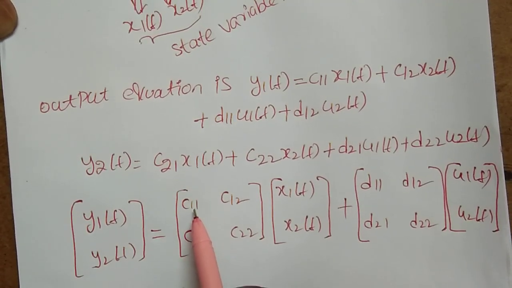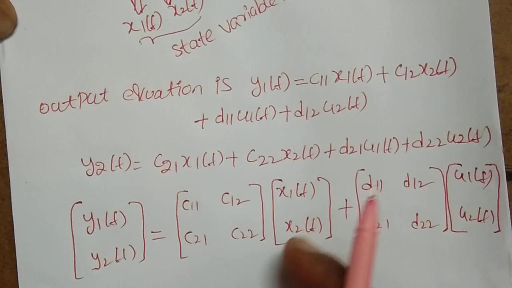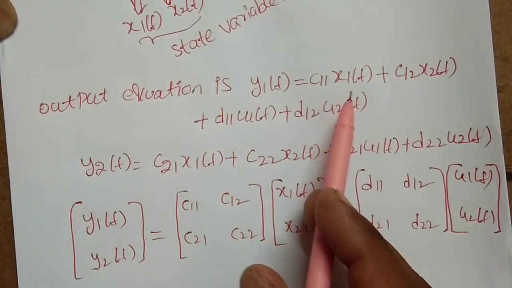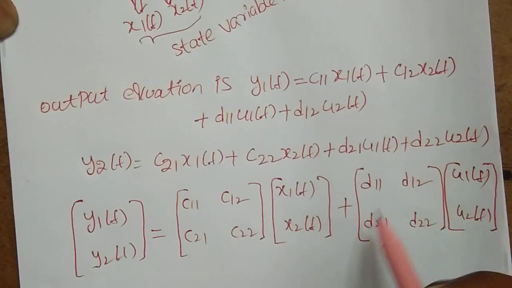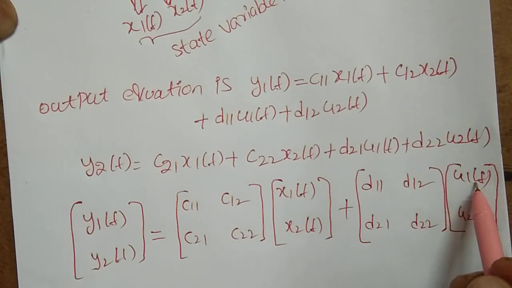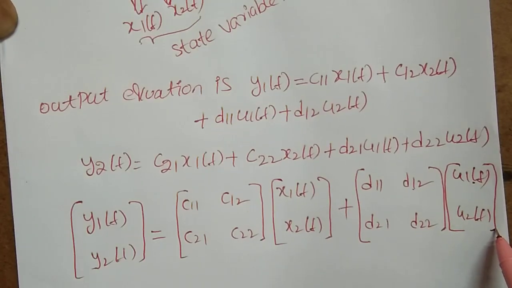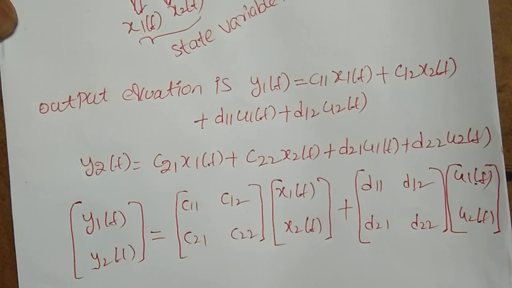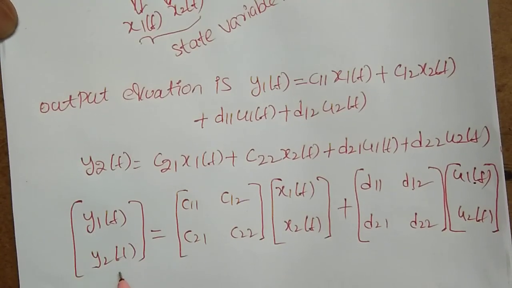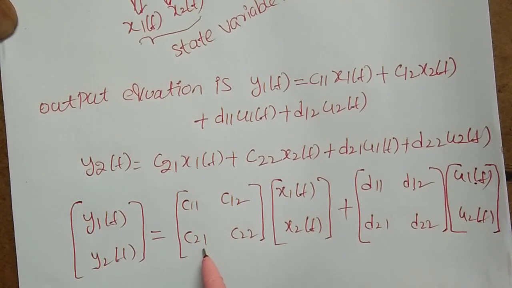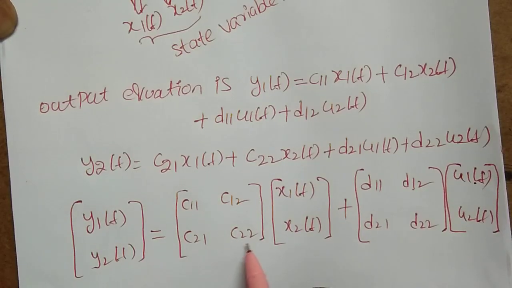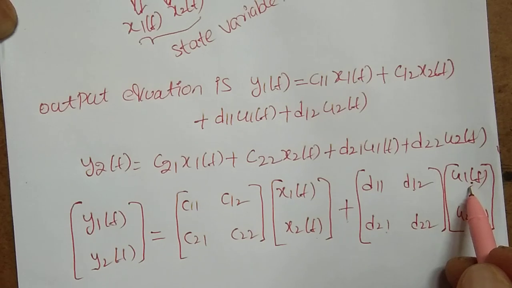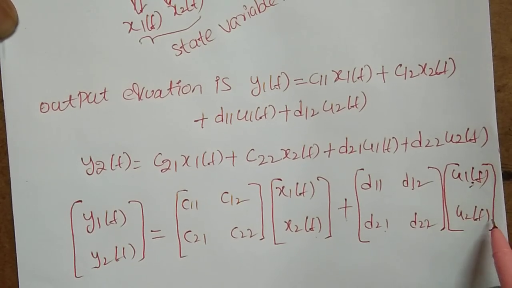Simply multiply these matrices and you get the output equations: c11 x1 of t plus c12 x2 of t plus d11 u1 of t plus d12 u2 of t. This is the first output equation. The second output equation y2 of t is equal to c21 x1 of t plus c22 x2 of t plus d21 u1 of t plus d22 u2 of t.